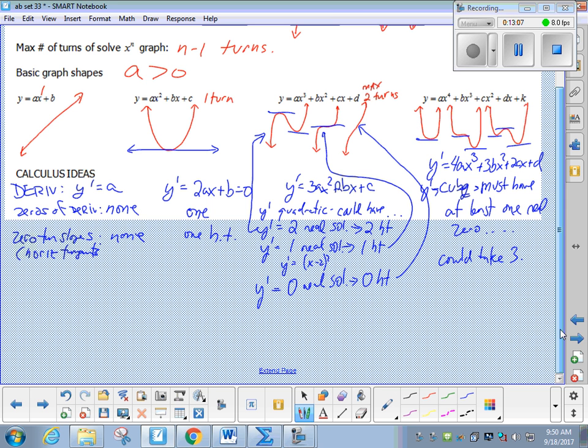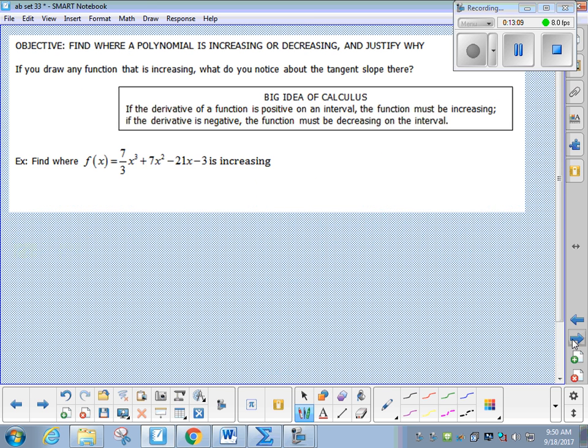Okay. That then leads us to the calculus big ideas of the fact. And I mean these gigantic ideas of calculus. If you were to draw a function that's increasing like that, and look at the tangent slopes, what do you notice about the tangent slopes of a function that's increasing? The tangent slopes are always positive.